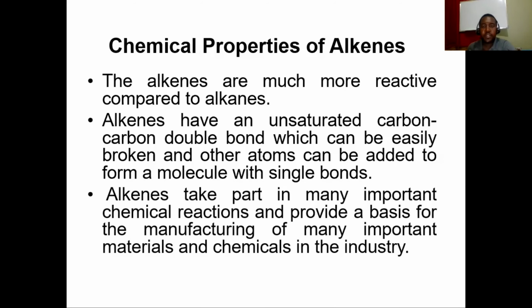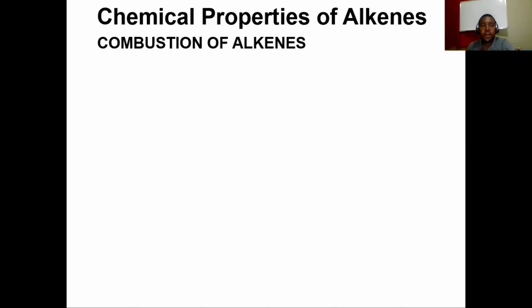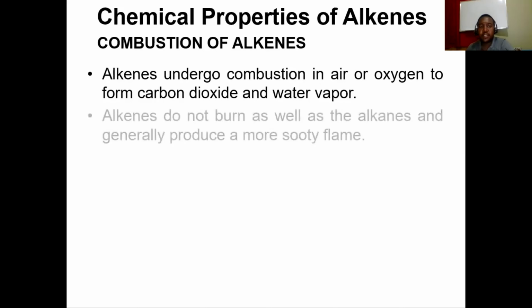So chemical properties of alkenes. Alkenes are much more reactive than alkanes. That's because there is a double bond that can easily be broken for something to be added to it. So alkenes have an unsaturated carbon-carbon double bond, which is easily broken. Alkenes take part in many important chemical reactions and provide a basis for manufacturing many important materials and chemicals in the industry. All right, so we have combustion of alkenes.